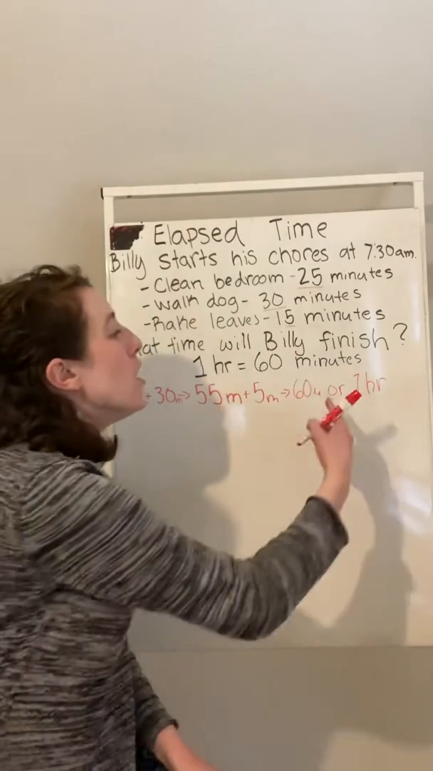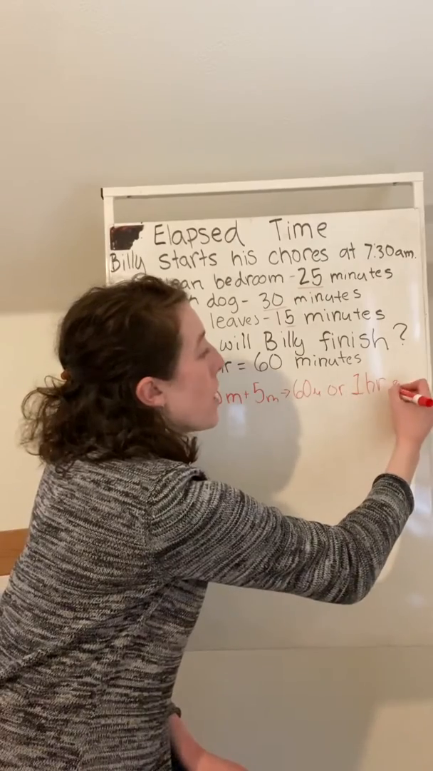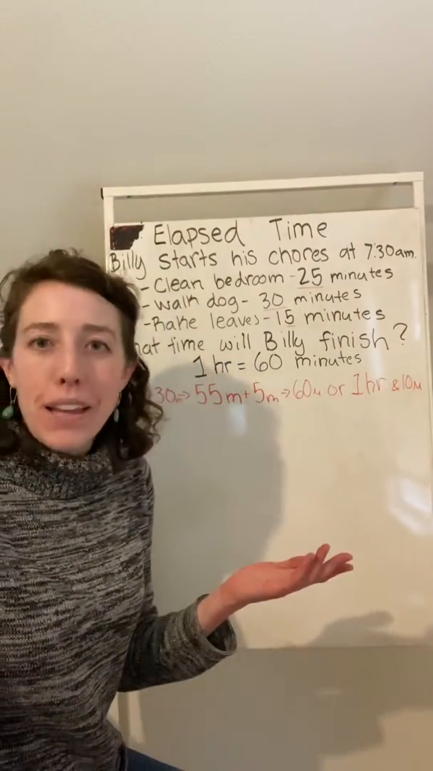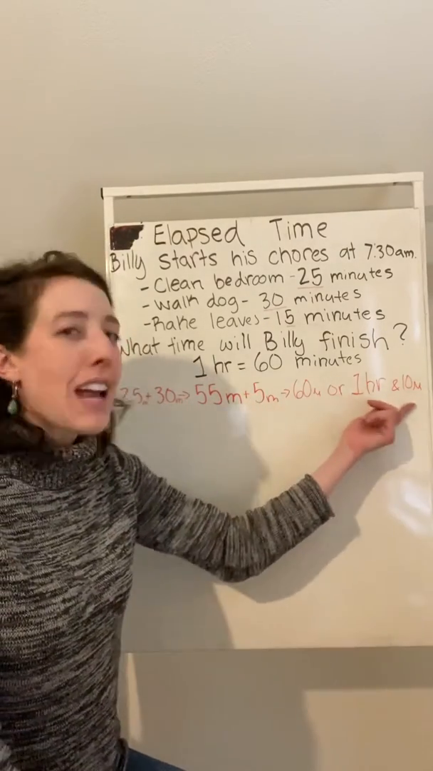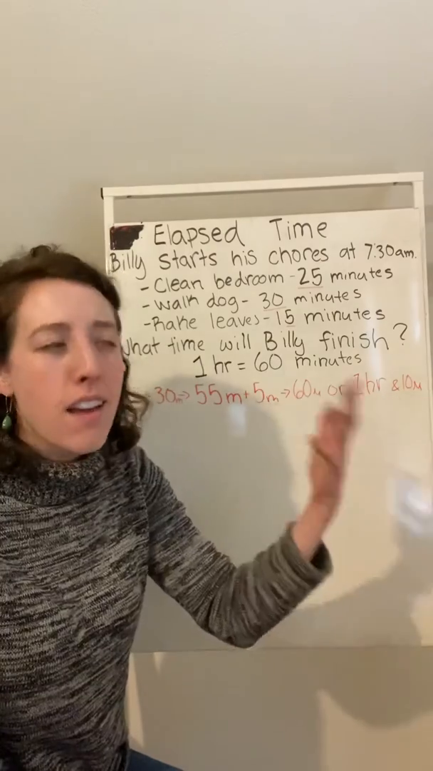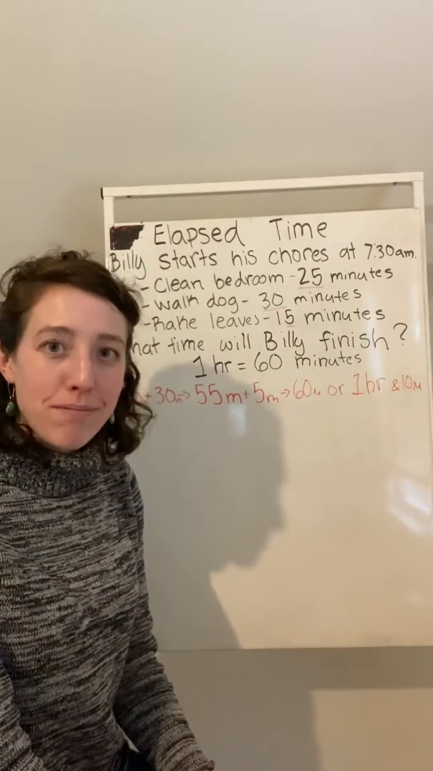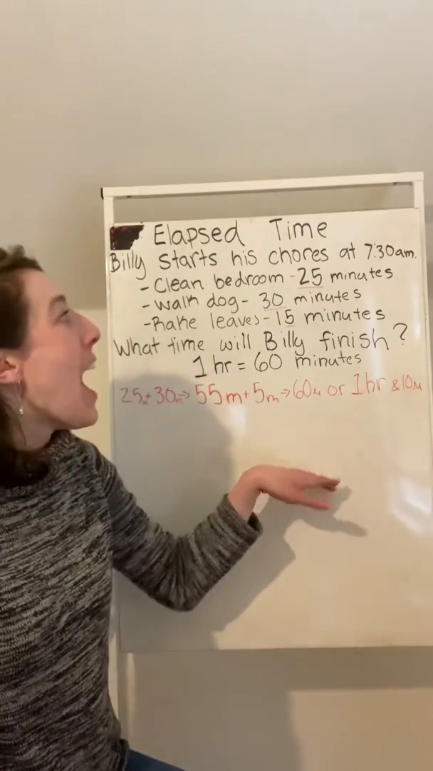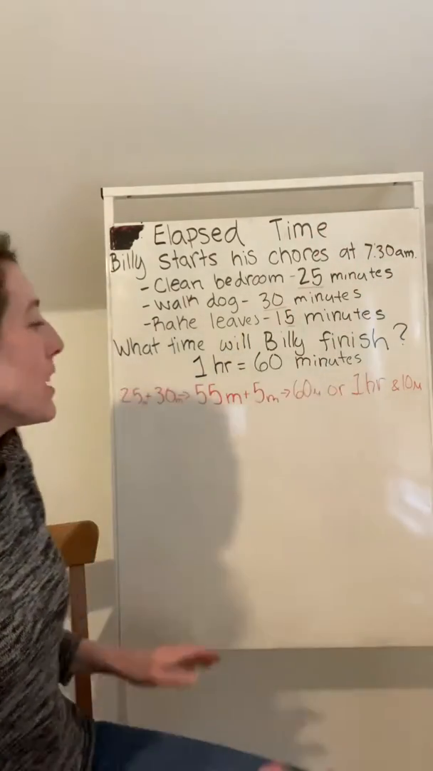10 minutes. So once I add that, I have 1 hour and 10 minutes. That is how long Billy spent on his activities. So now that I've figured out the total length of his activities, do you know what I do with that number? I'm going to take those minutes and that hour and add it to the time that I started.